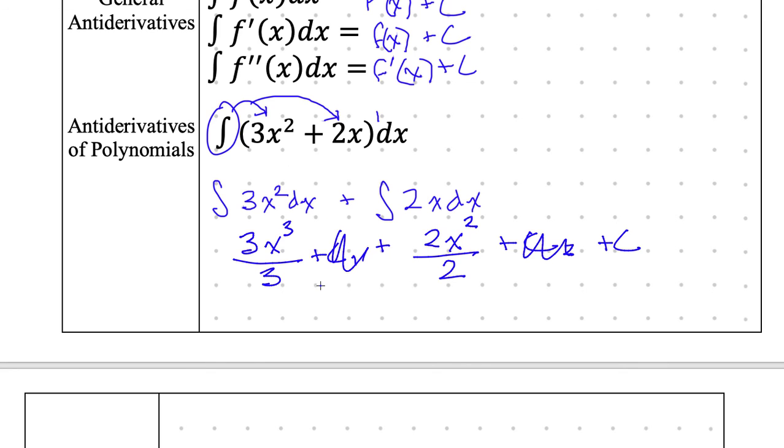So our final answer is x to the power of 3 plus x to the power of 2 plus C.